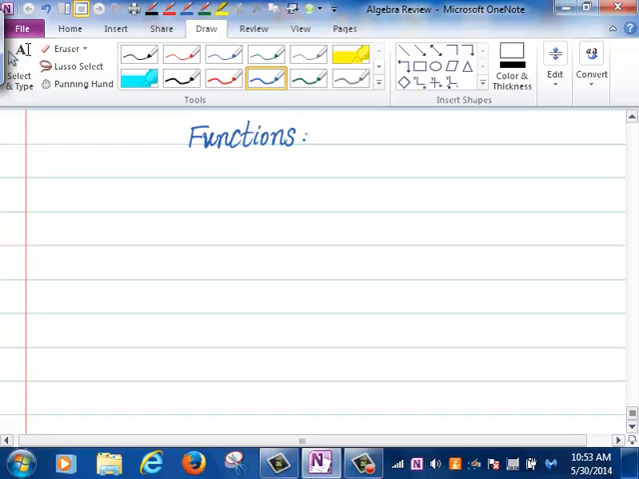So functions. Well, what are functions? Let me first give you examples of functions in applications. If I look at the area of a circle, it has a relationship. The area of a circle depends on the radius of the circle, right?